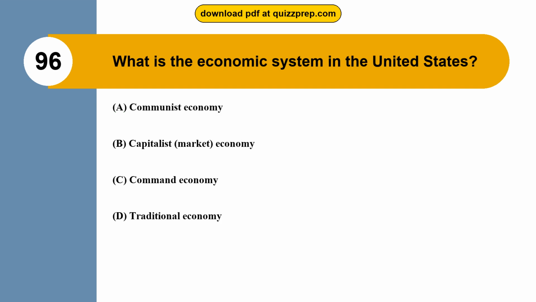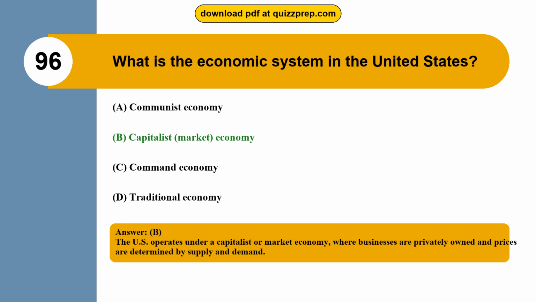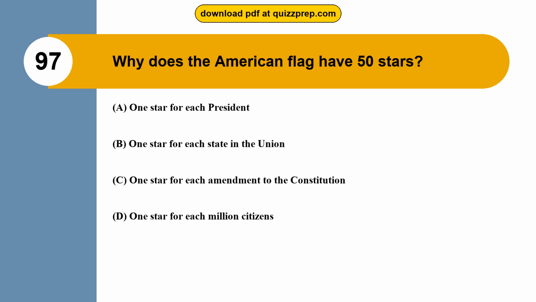Question 96. What is the economic system in the United States? Option A, communist economy. Option B, capitalist, market economy. Option C, command economy. Option D, traditional economy. The correct answer is option B, capitalist, market economy. The U.S. operates under a capitalist or market economy, where businesses are privately owned and prices are determined by supply and demand.